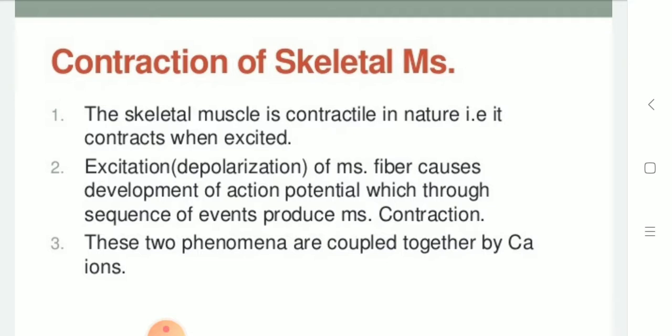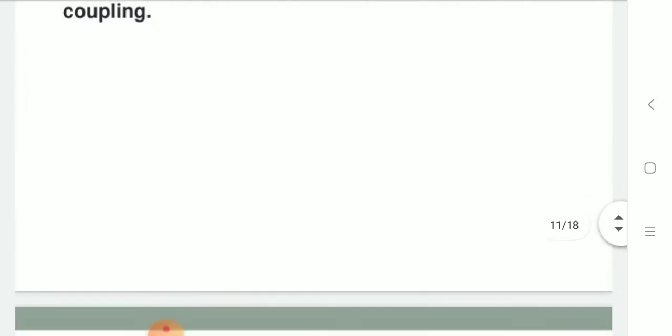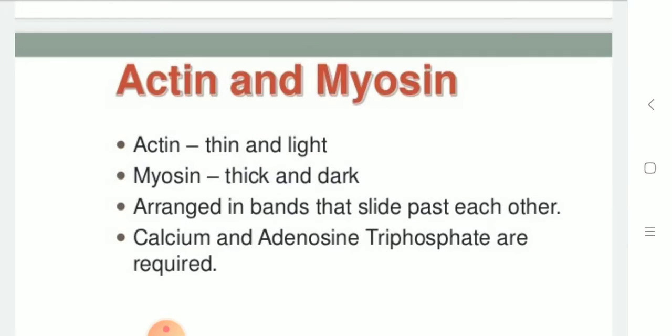These two phenomena are coupled together by calcium ion. Thus, the process by which depolarization of the muscle fiber initiates contraction is called excitation-contraction coupling. It is the contraction of muscle fibers, actin and myosin. Actin is thin and light, myosin is thick and dark, arranged in bands that slide past each other. Calcium and adenosine triphosphate are required.